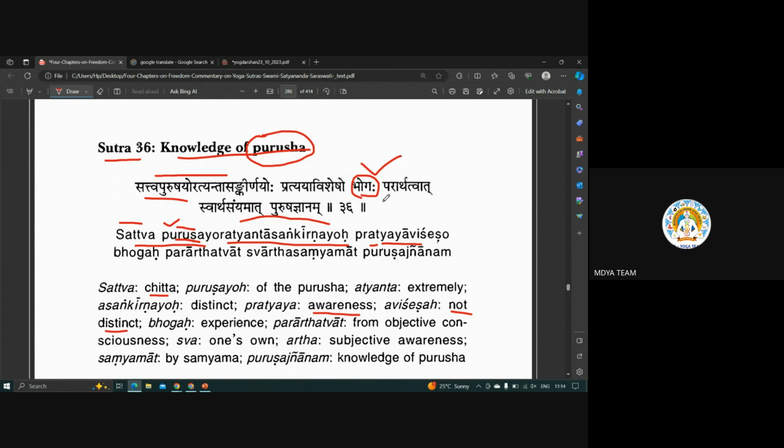Okay, now two words, please remember: parartha and svartha. It is a kind of vritti. What is it? Vritti. Yes. The vritti related with the buddhi, that we call parartha. Yes, please repeat what I told.